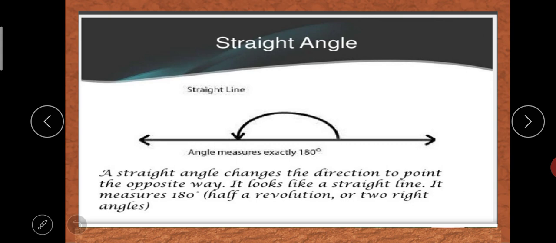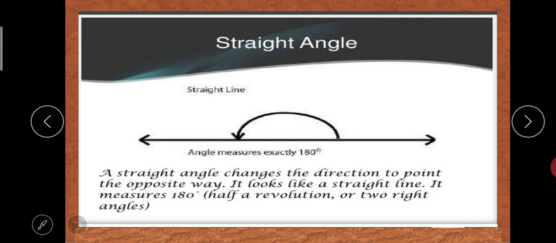So the definition: a straight angle changes the direction to point the opposite way. It looks like a straight line. Its measurement is 180 when we measure with the protractor. It is half a revolution or 2 right angles.